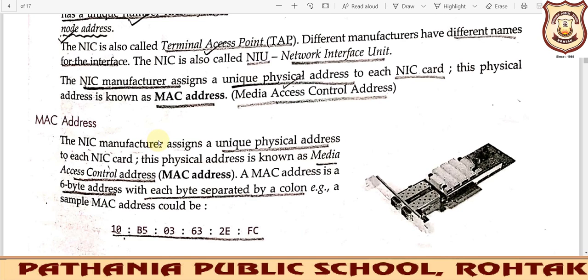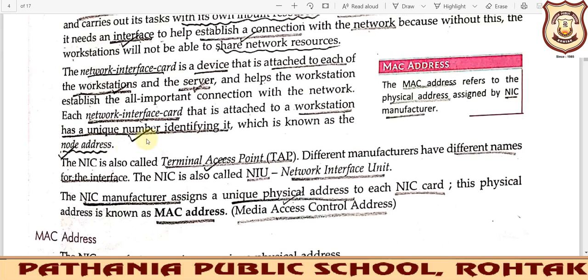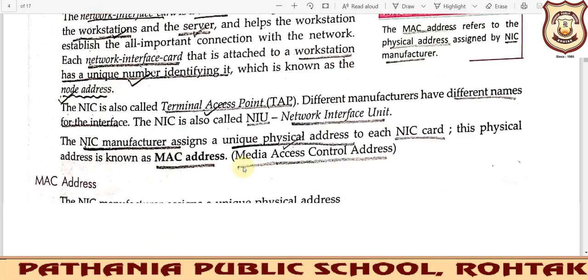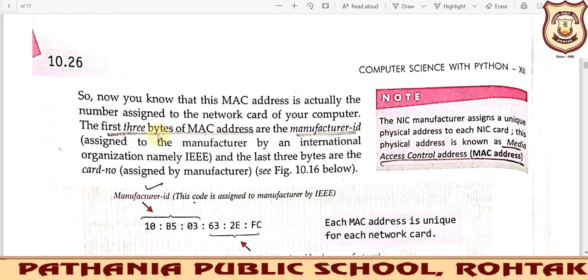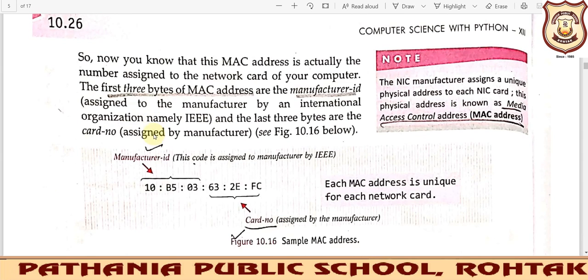When it is designed by the manufacturer, a unique physical address is given to a NIC card. This NIC card is many times known as terminal access point, that is TAP, and it is also known as NIU, that is network interface unit. Okay, so let us share the next concept.